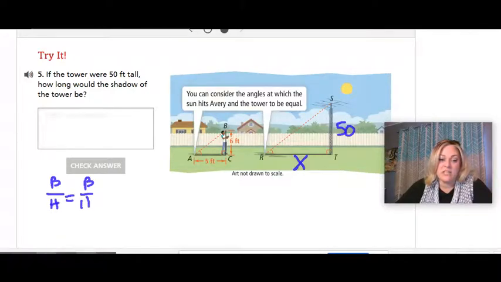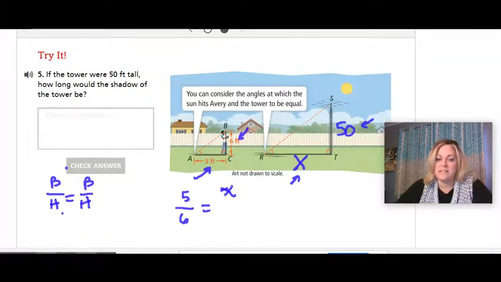Base to height because these are similar triangles. So these bottom numbers, those are the bases. And these top numbers, those are the heights. Okay, those vertical numbers. So I'm going to do base of the small triangle first. Base of the small triangle compared to height of the small triangle. Notice they're together because if I'm comparing base and height, they have to be on the same triangle. Equals base, which is the x, to height, which is the 50.